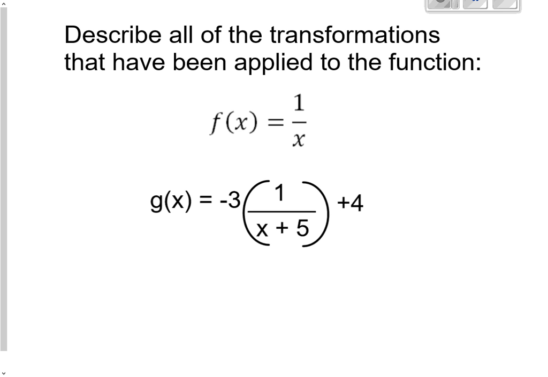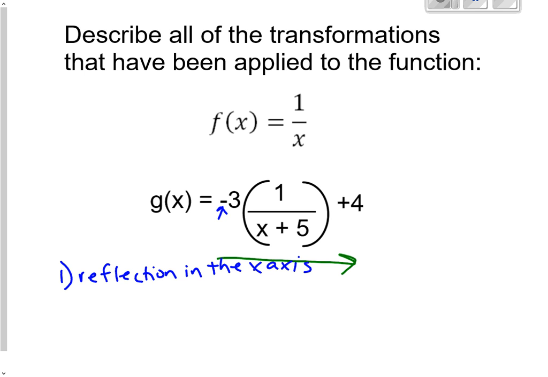So here we have the function. It's our rational function, 1 over x. And we have g of x is equal to -3 bracket 1 over x plus 5 plus 4. So if I was looking at this, there's actually 4 different transformations that are going on. And remember, we're going to read things from left to right, starting with the negative sign. So that negative sign is in front of my function. So that means one of my first transformations that's happening is there is a reflection in the x axis. So that's my first transformation.